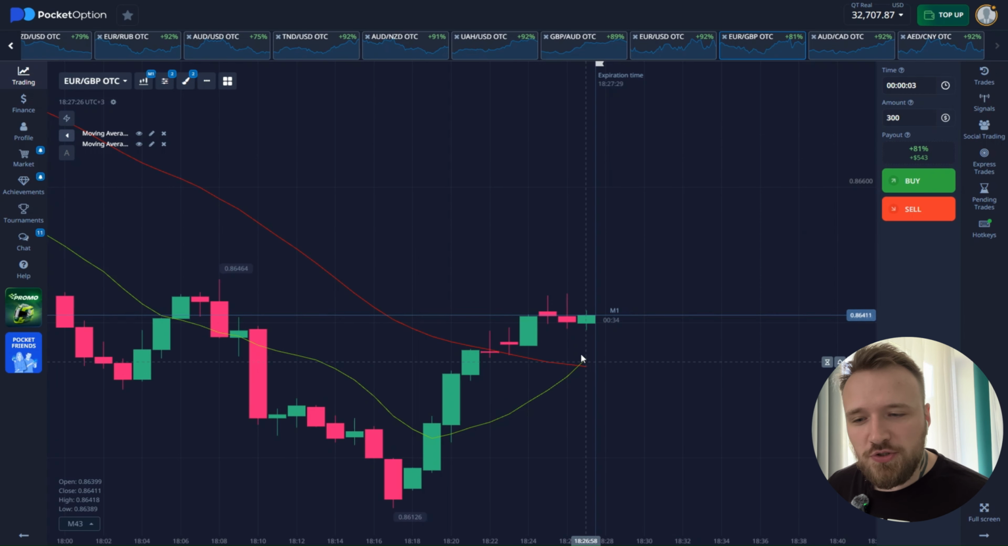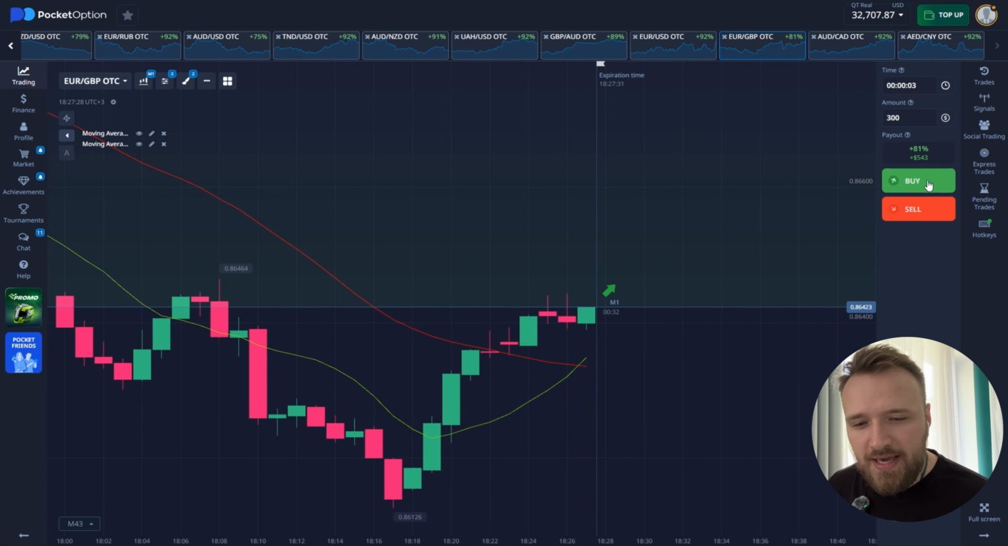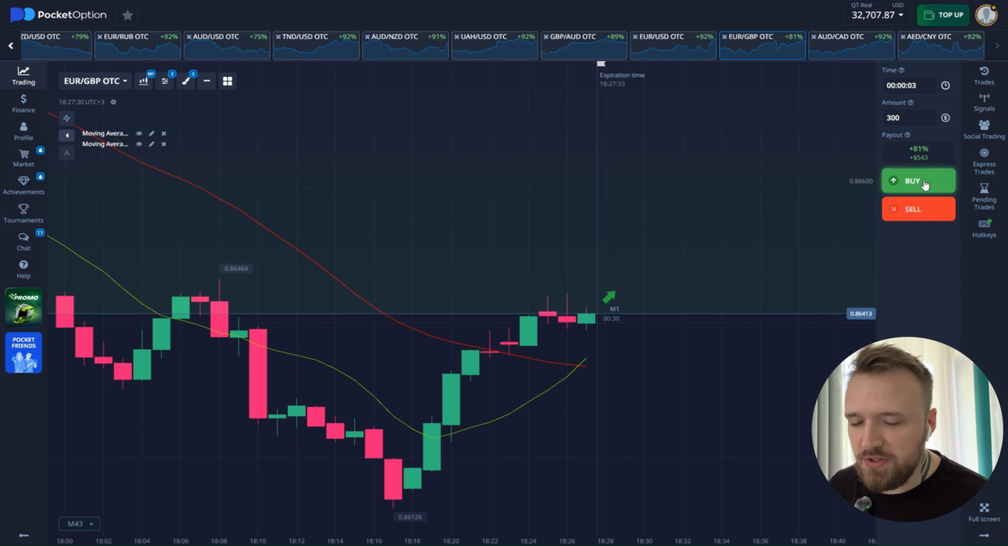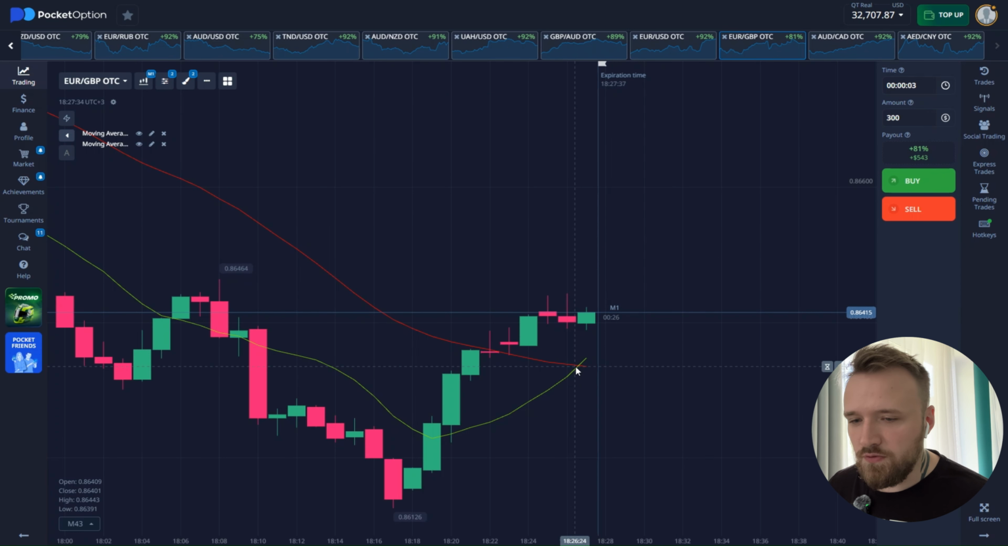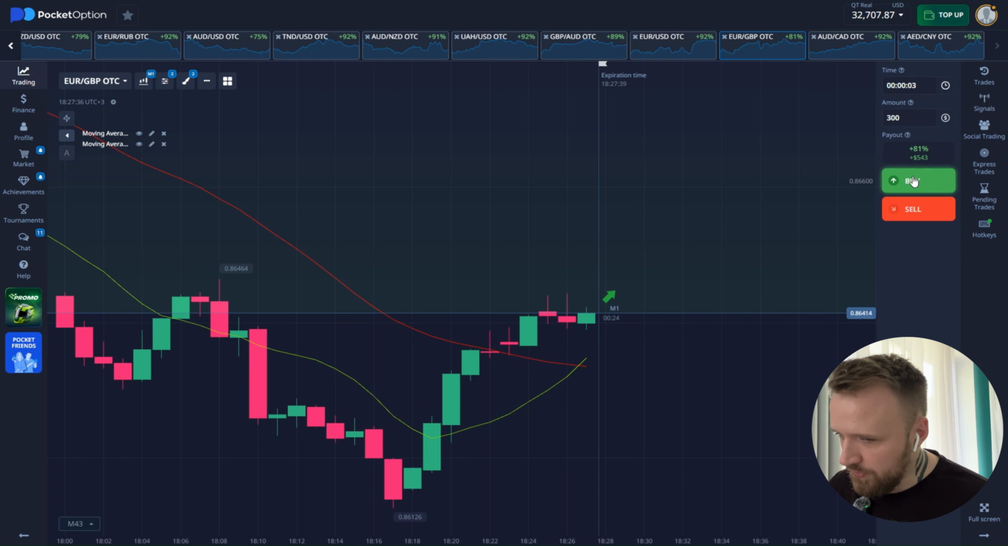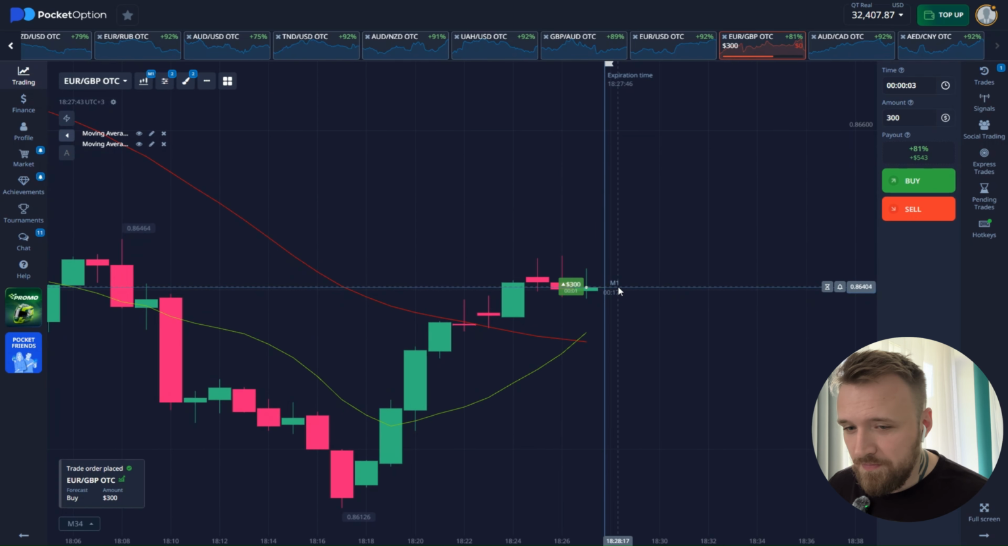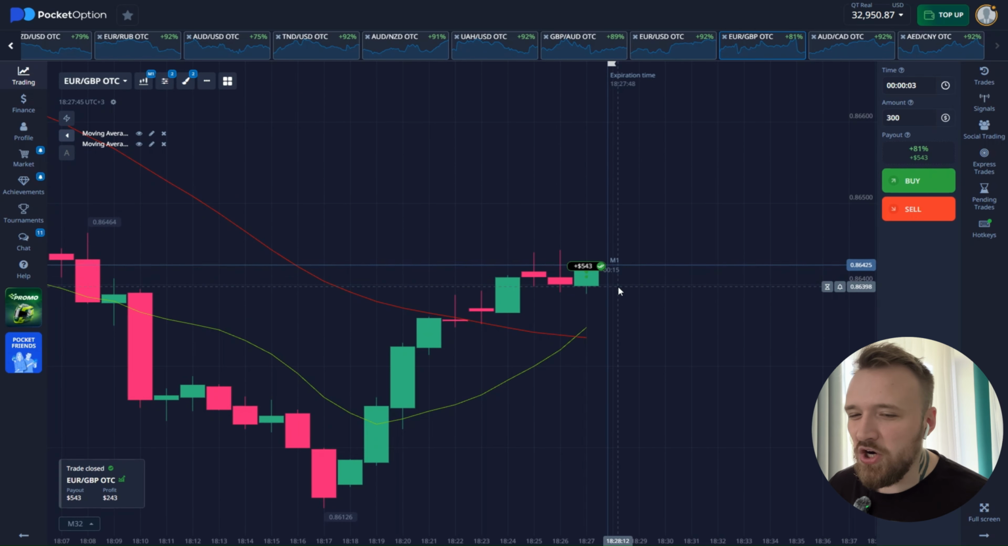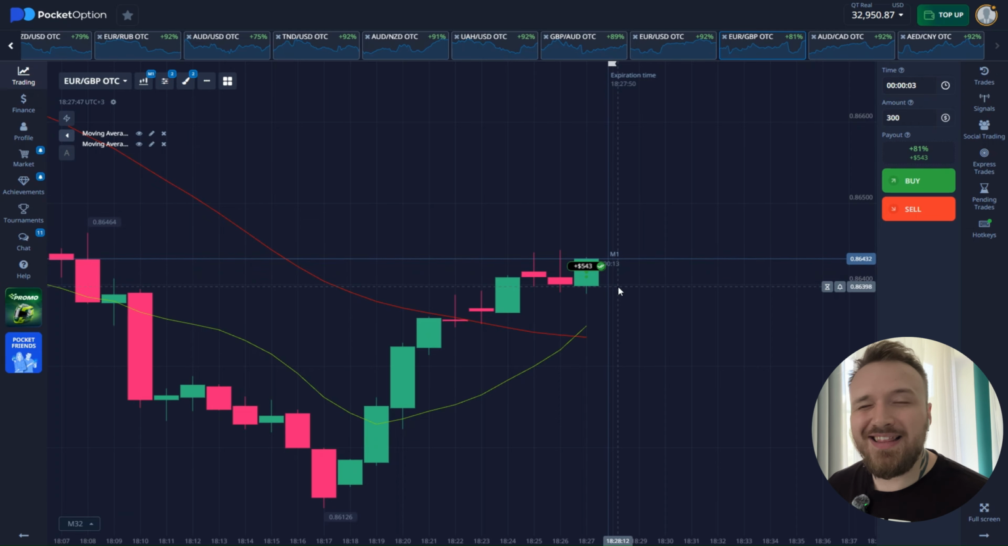Let's take the final position. You see a crossover happening. This means we have an overall upward movement here. We need to wait specifically for a correction. The crossover is there. Let's wait for a correction. There's a pullback. We lock it in. $32K, $950 on the balance.